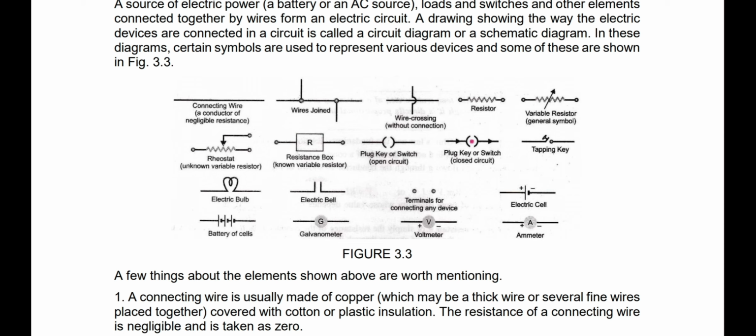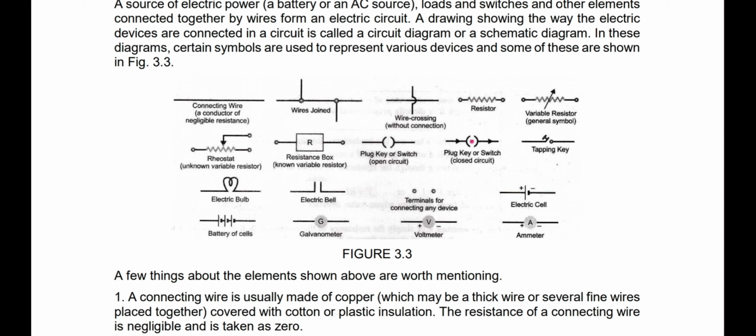A connecting wire is basically made of copper, which may be a thick wire or several fine wires placed together. It is covered with cotton or plastic insulation. The resistance of a connecting wire is negligible and is taken as 0. Many times you have seen at your home or in your practical lab that a wire is covered with thread or plastic insulation.